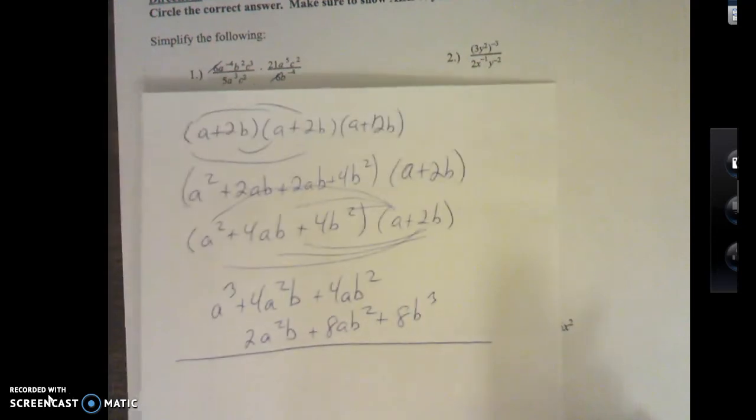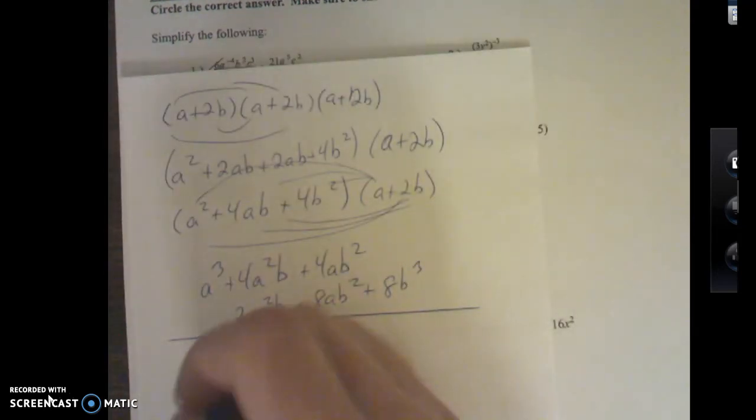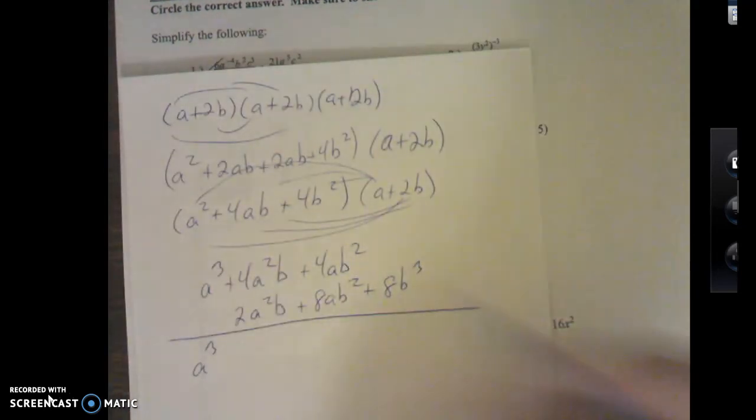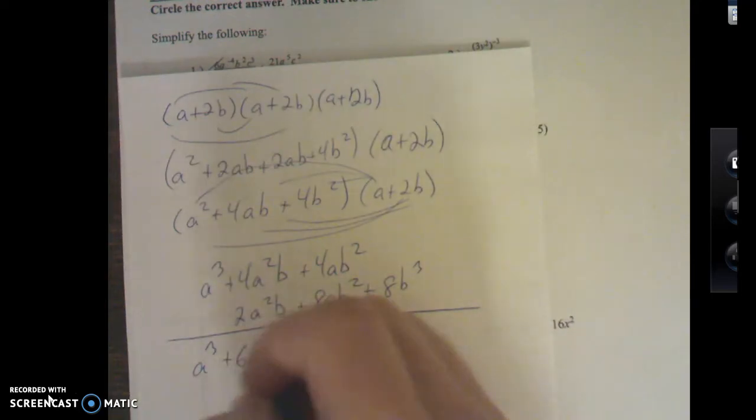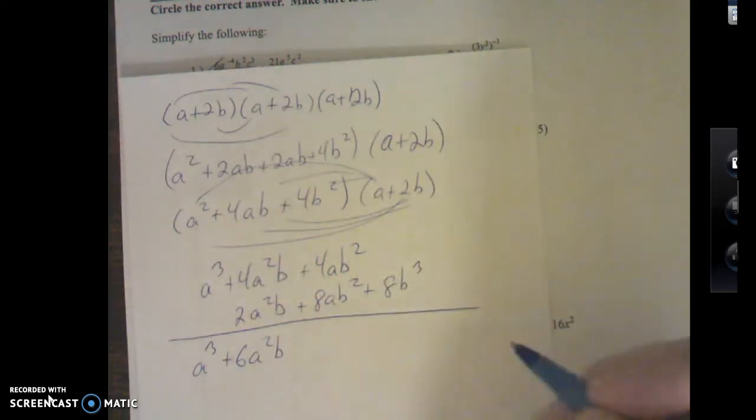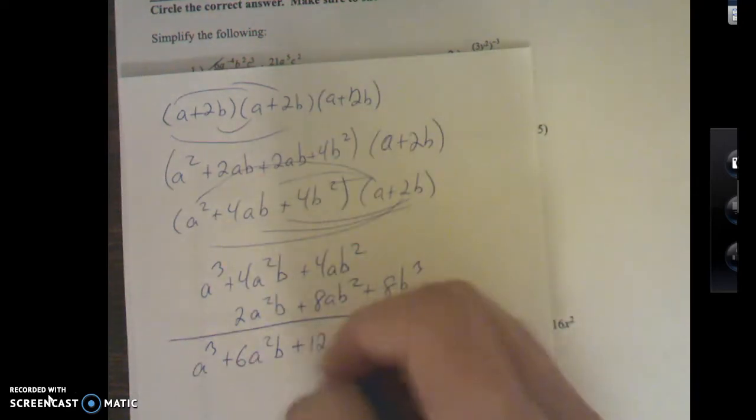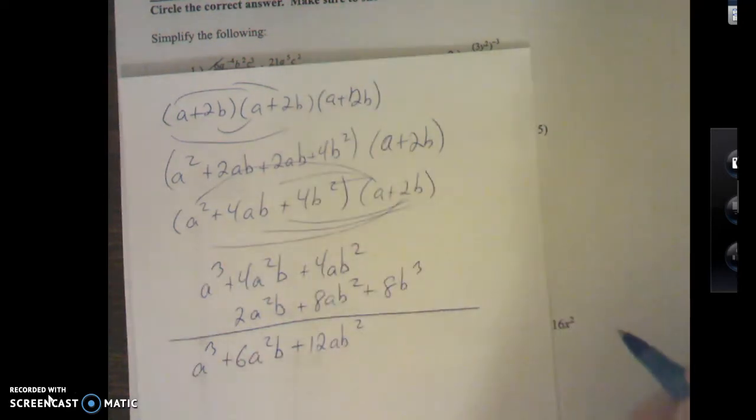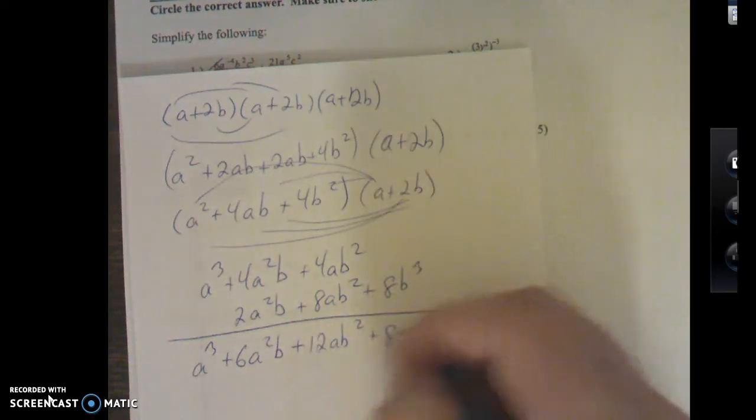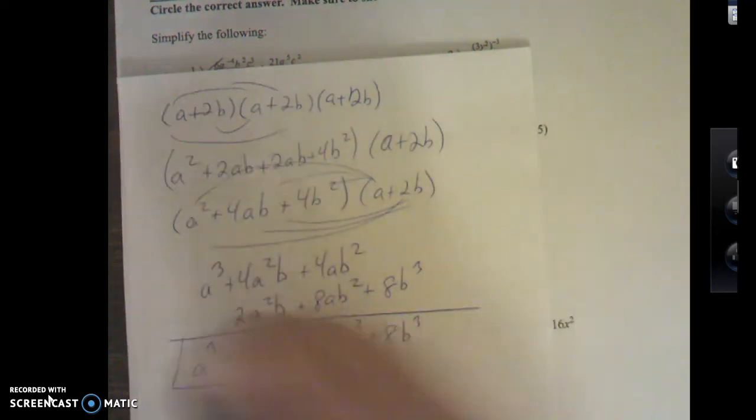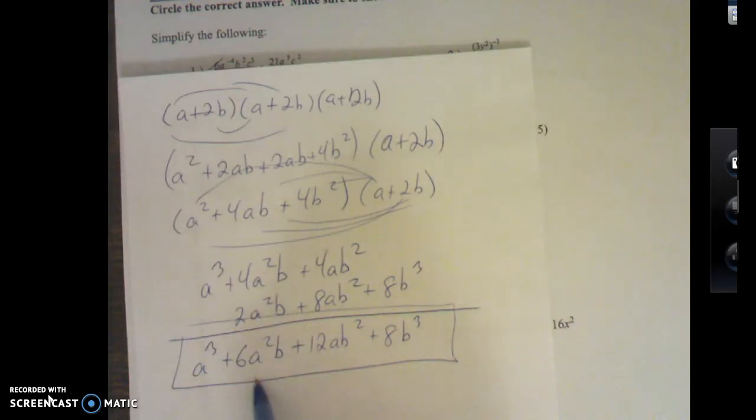Okay, I put them underneath there because now I have like terms to add together. A cubed is by itself. If I add them together, I get 6a squared b plus, if I add them together, I get 12ab squared. Cool. Plus 8b cubed. You are done here. That's it. You multiplied it out.